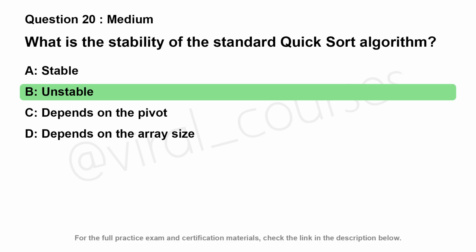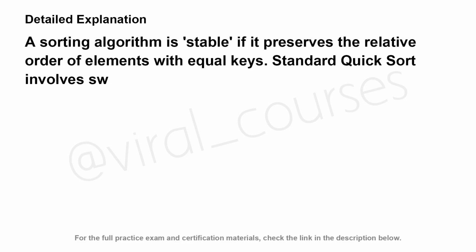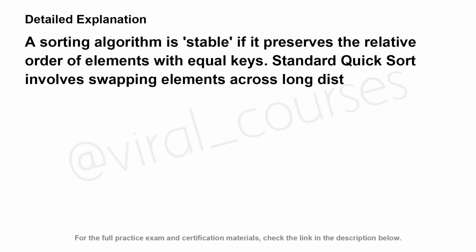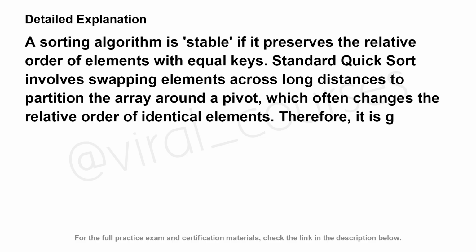The correct answer is B. A sorting algorithm is stable if it preserves the relative order of elements with equal keys. Standard quicksort involves swapping elements across long distances to partition the array around a pivot, which often changes the relative order of identical elements. Therefore, it is generally considered unstable.